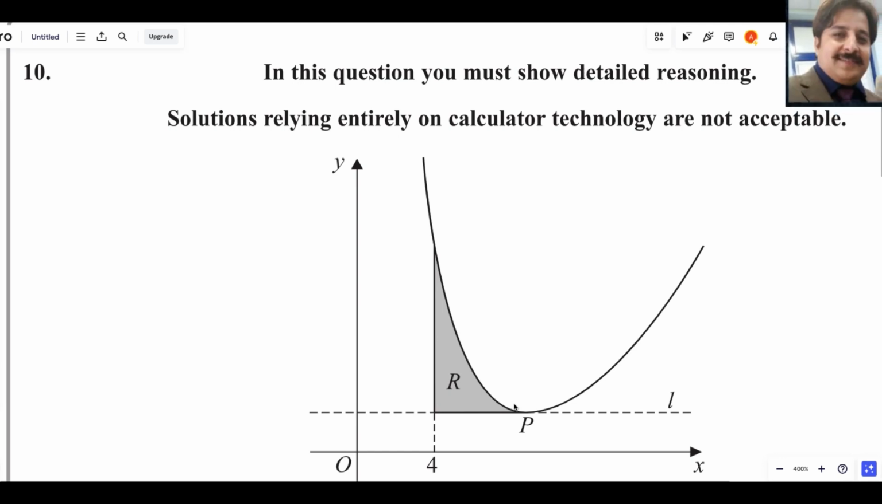Number 10 from Pure Math 2 Pearson Edexcel A-level exam. It was taken in January 2024. In this question, you must show detailed reasoning. Solutions relying entirely on calculator technology are not acceptable.